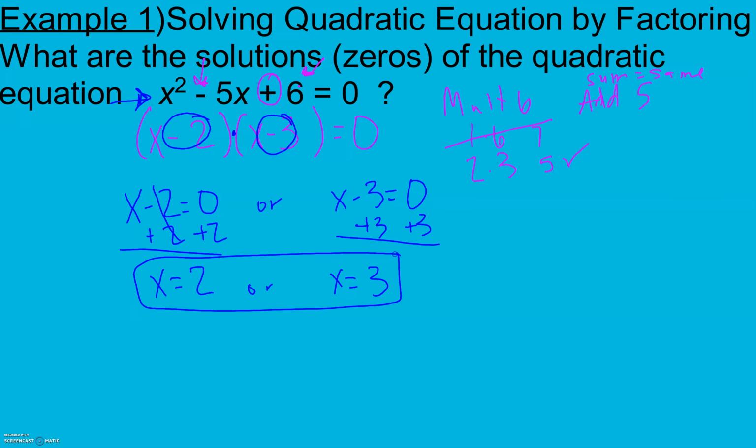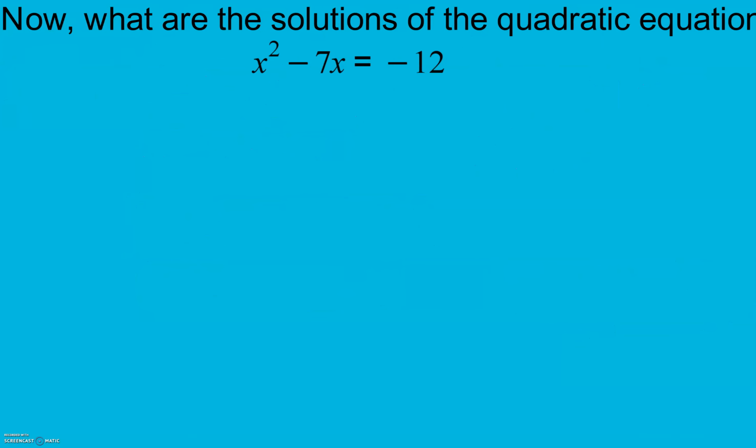And we can substitute those back in to check. I get 4 minus 10 plus 6, which equals 0. And I get 9 minus 15 plus 6 equals 0. And that checks as well. Now, feel free to pause here and give this a try if you'd like.